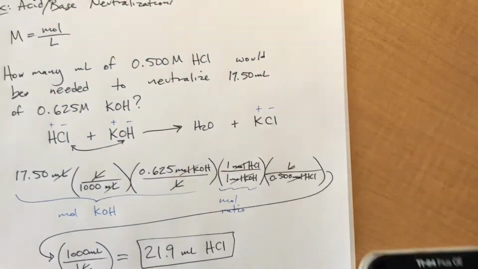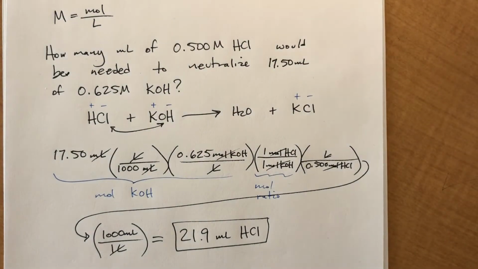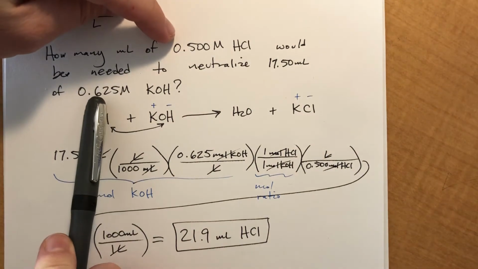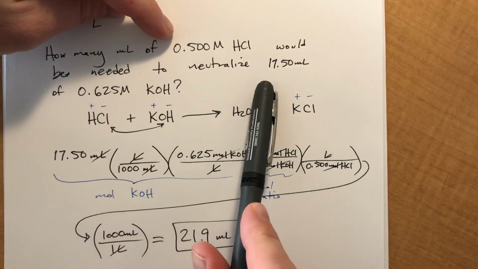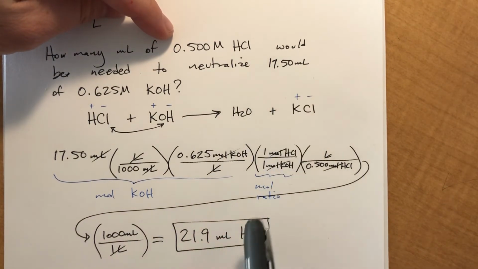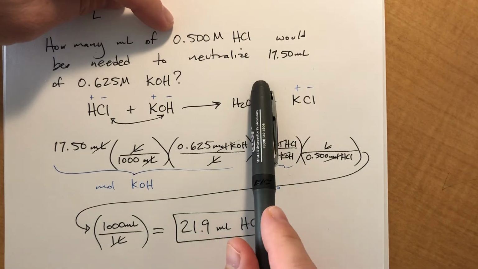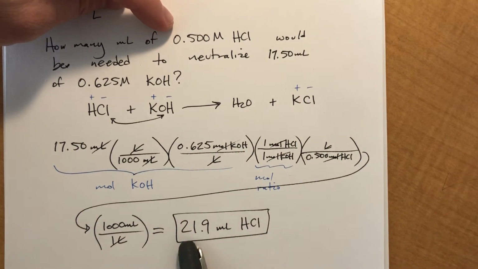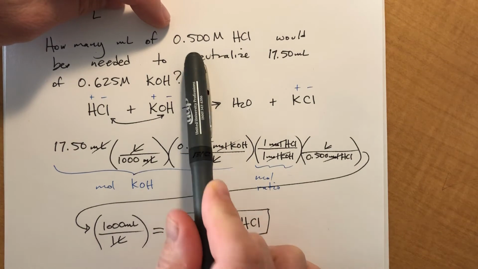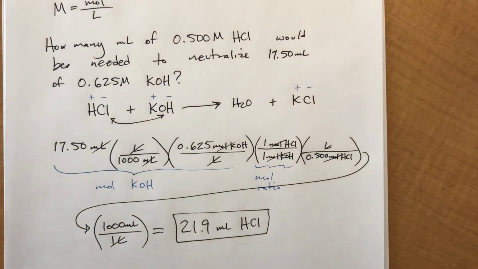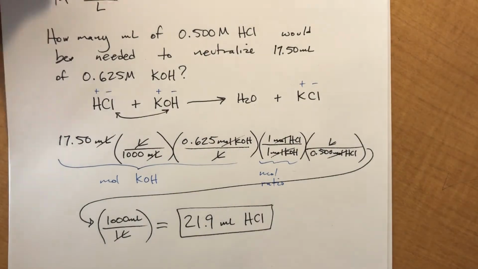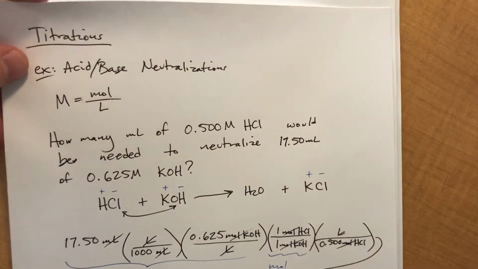So the idea is, these are the two concentrations, and if you had 17.5 milliliters of the base, this many milliliters of acid would cancel it out. And it makes sense that this number is going to be a little bit bigger because the concentration's a little bit lower. You have to make up the difference.